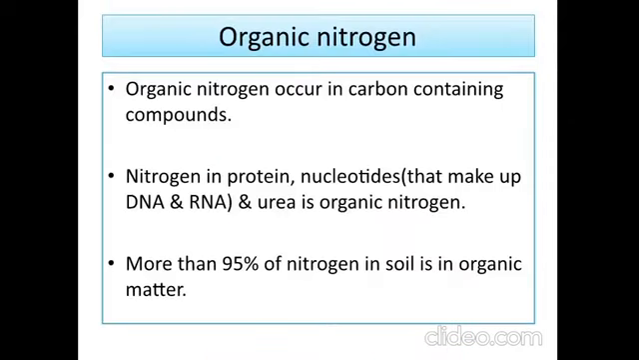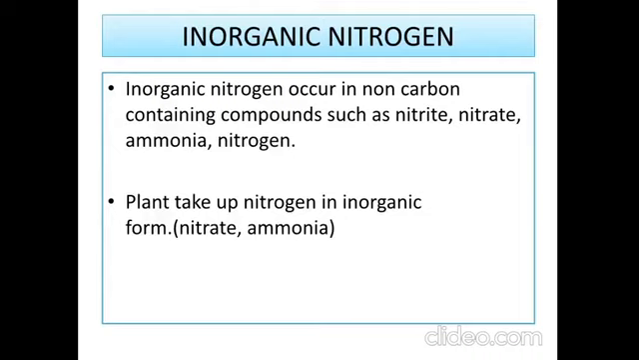Organic nitrogen occur in carbon-containing compounds, that is, compound which have carbon as main component. Nitrogen in proteins, nucleotides which make up DNA and RNA, and urea is organic nitrogen. More than 95% of nitrogen in soil is organic. Inorganic nitrogen occur in non-carbon containing compounds, that is, compounds which does not contain carbon, like nitrite NO2, nitrate NO3, ammonia NH3 and nitrogen. Plants take up nitrogen in inorganic form only.